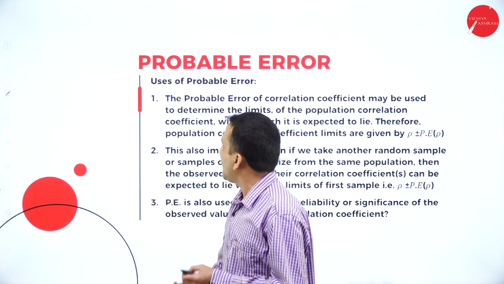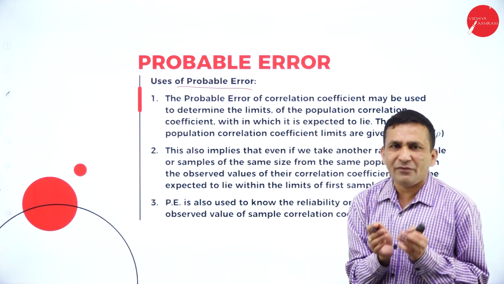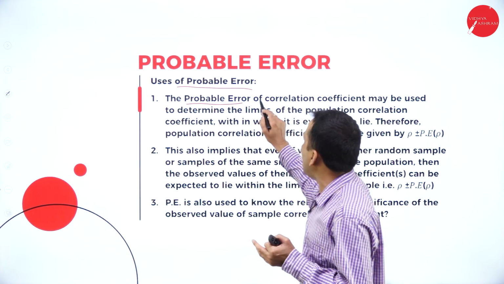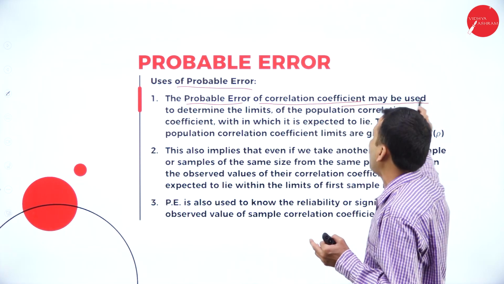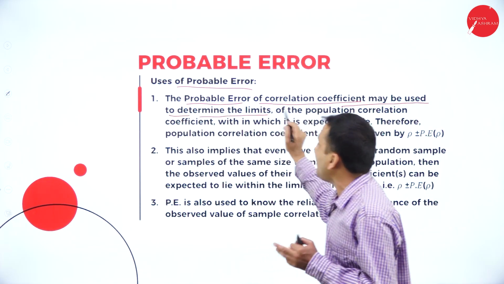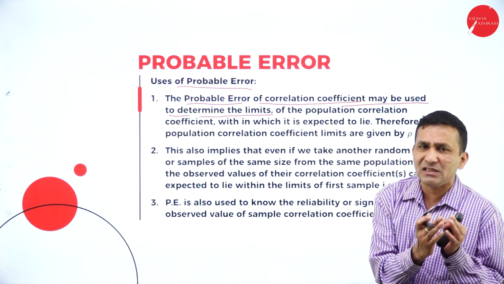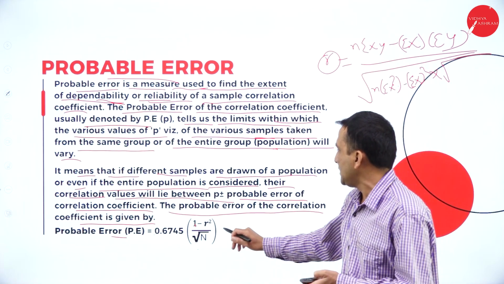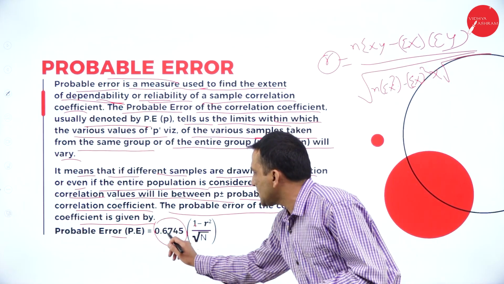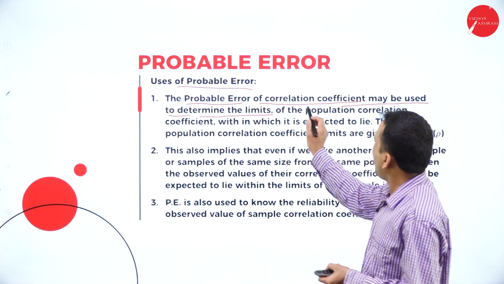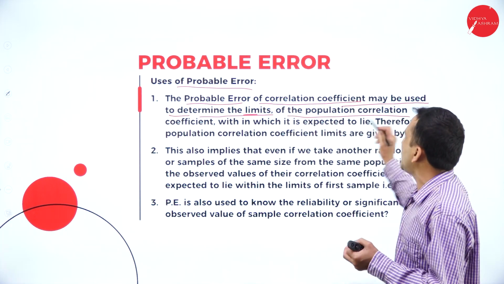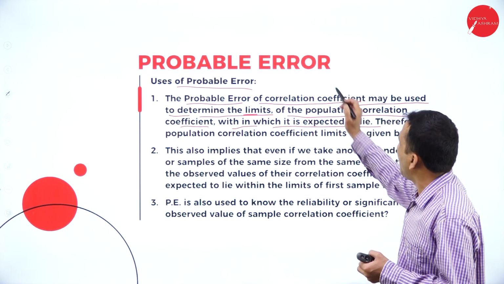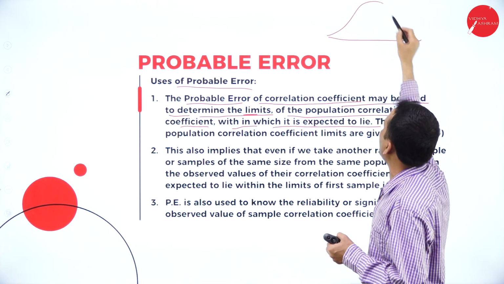Now, the uses of probable error: where exactly do we use it? The probable error of the correlation coefficient may be used to determine the limits, because we are setting a standard limit, as clearly specified with the 0.6745 earlier. Here the limits are those within which the population correlation coefficient is expected to lie. Because you know, we are using a graph like this.